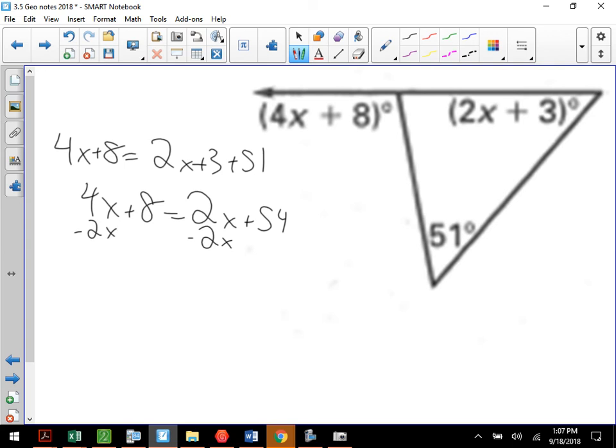What's that? Outside. The outside angle. Yeah, it'll tell you what to do. Was it 54 subtract 8 is what? 46? And half of 46 is?